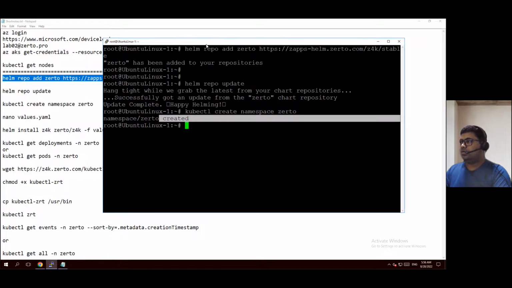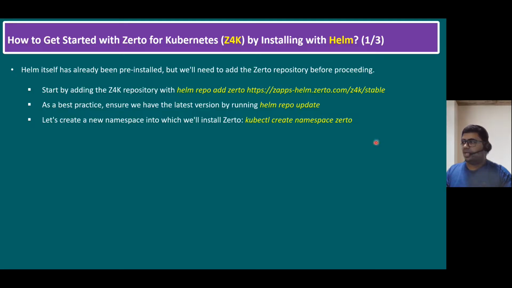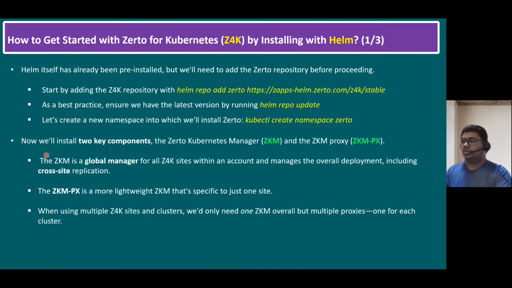Okay, now before going to another command, let's go back to the slide and try to understand some basic points. Now we will install two key components. In our architecture we already observed that one component is the Zerto Kubernetes Manager, and another component is the Zerto Kubernetes Manager proxy, in short form ZKM-PX. Let's understand the importance of Kubernetes Manager.